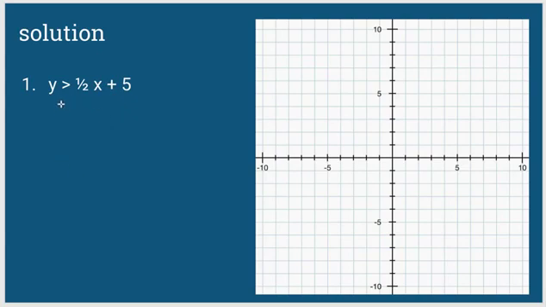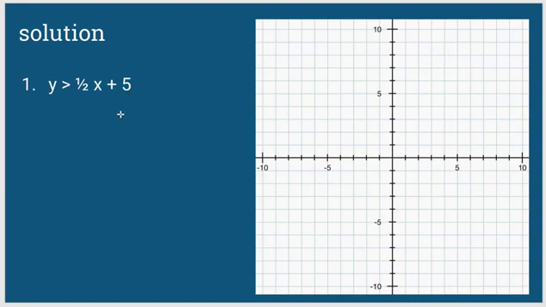So here's the inequality that I'm going to graph. y is greater than 1/2 x plus 5. Just like in the first video, this inequality is in slope-intercept form. y is by itself on one side of the equation. 1/2 x tells me that 1/2 is the slope, and the 5 is the y-intercept.